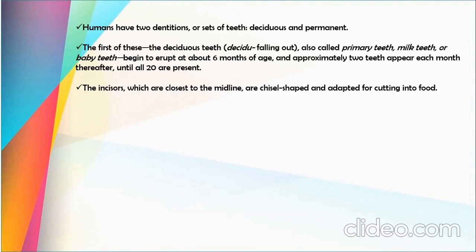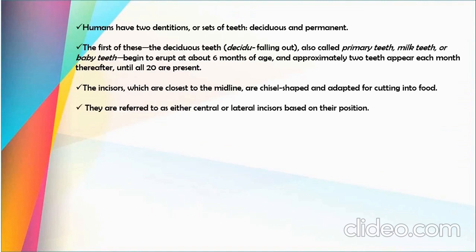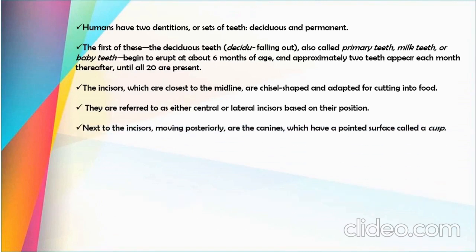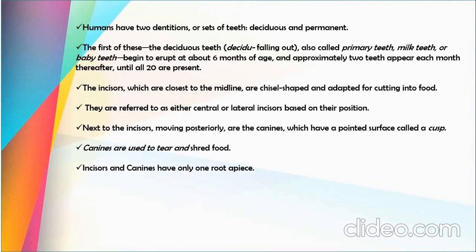The incisors, which are closest to the midline, are chisel shaped and adapted for cutting into food. They are referred to as either central or lateral incisors based on their position. Next to the incisors, moving posteriorly, are the canines, which have a pointed surface called a cusp. Canines are used to tear and shear the food. Incisors and canines have only one root apiece.